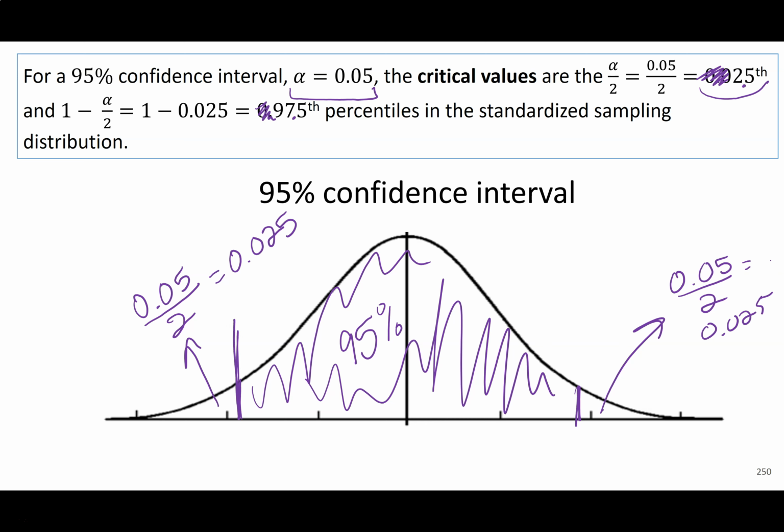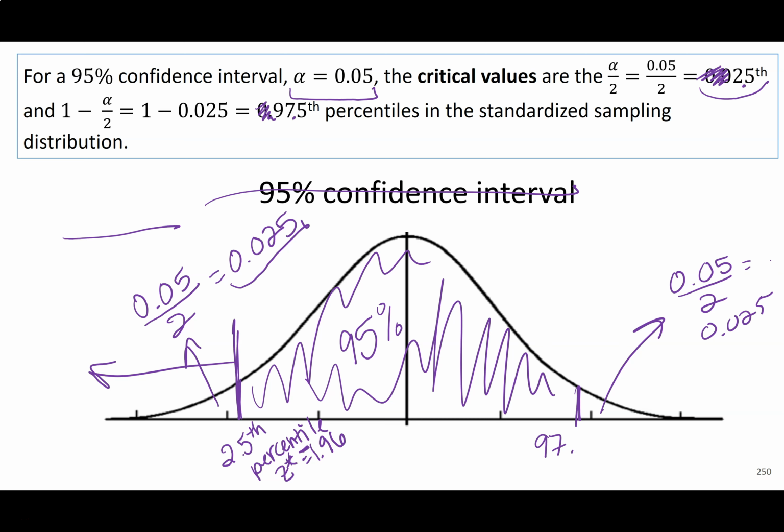So the idea here is I have 2.5% here, this is my 2.5th percentile, and the z star for that is negative 1.96. And here, 2.5% here and 95% in the middle, so this is my 97.5th percentile. There's only 2.5% above it, so the z-score here, or z star, is positive 1.96.